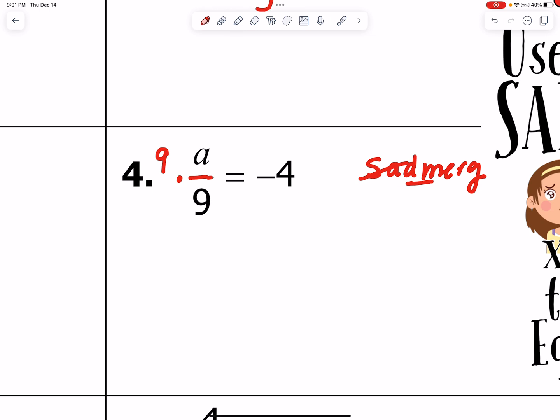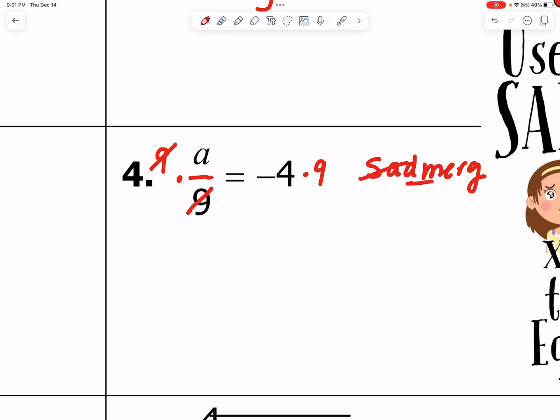That's going to be a 9 over 1 technically. And then you're going to have times 9 here. So multiplying does go off to the side. Division, use the fraction bar. Okay. All right. Physically cross those out, because 9 divided by 9 is 1.